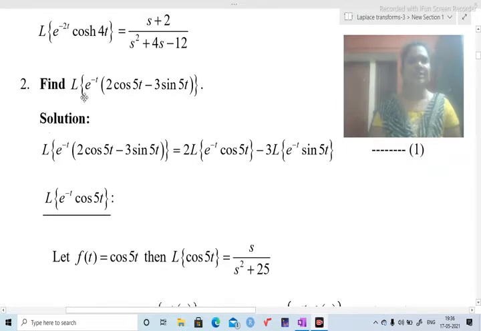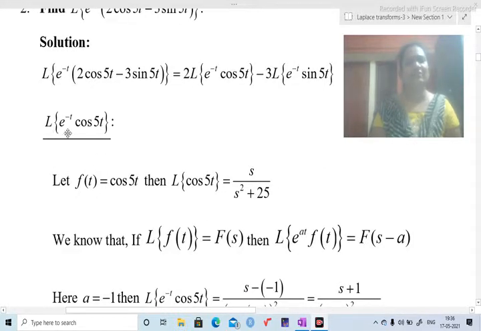Second question. Laplace transform of e power minus t into 2 cos 5t minus 3 sin 5t. By using linear property, the given question can be written as 2 times L of e power minus t into cos 5t minus 3 into L of e power minus t into sin 5t. First I am going to find out this Laplace transform, afterwards this Laplace transform. Consider this as equation 1.